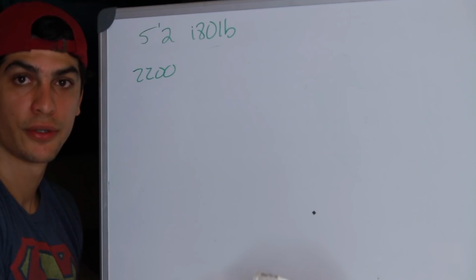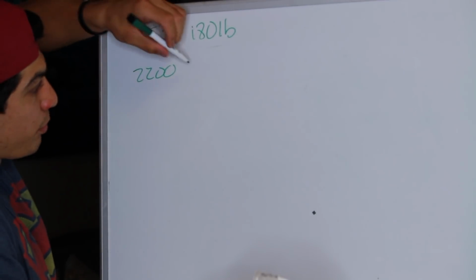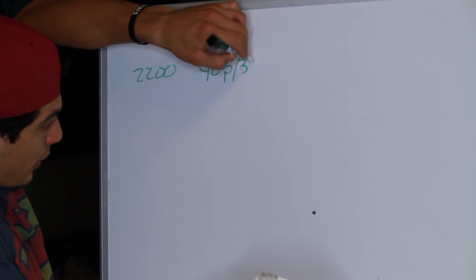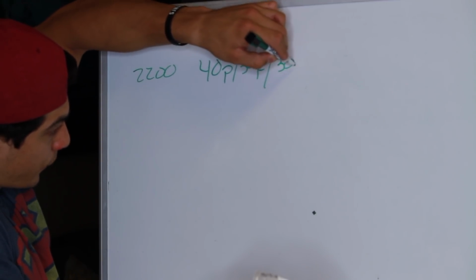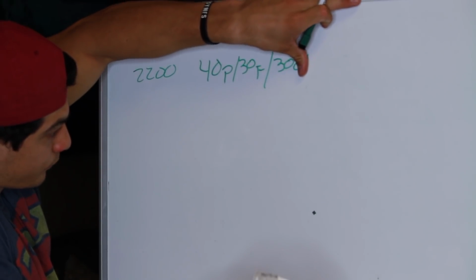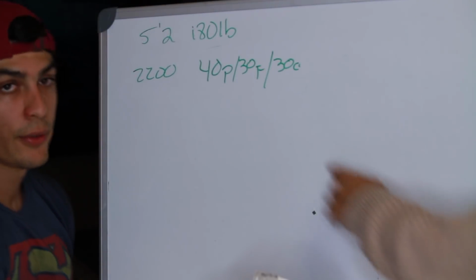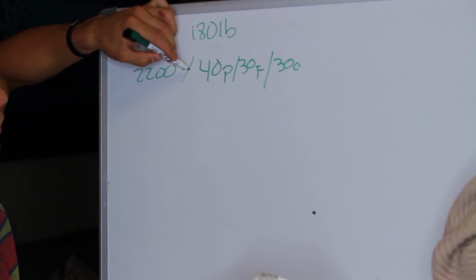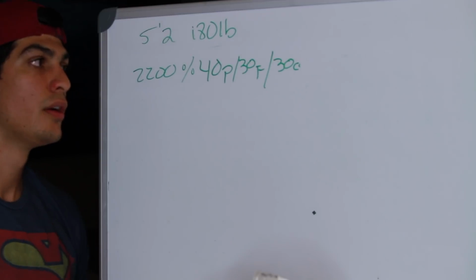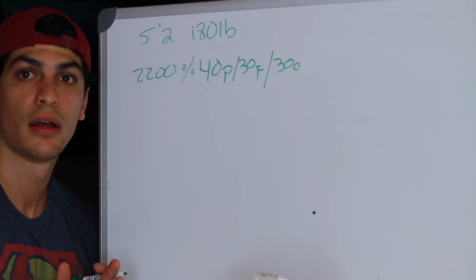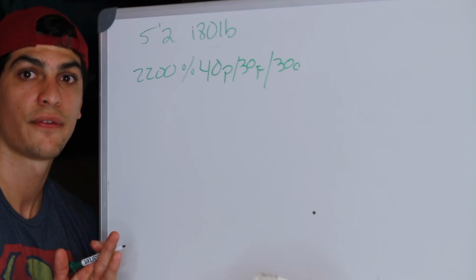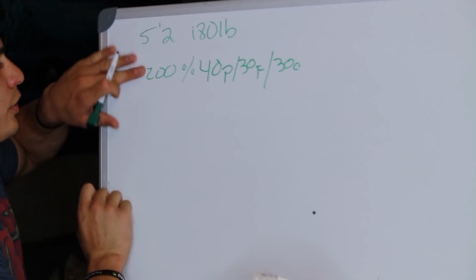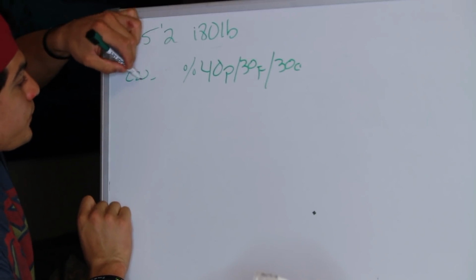Starting at 2,200 calories, my split is 40 protein, 30 fats, 30 carbs. Right? How do I get how many calories? And these aren't the grams, these are percentages. So when you say, "Oh, I'm at 40% protein, 30% fat, 30% carbs," that's what I'm at for my calories of 2,200. So what does that mean, right?